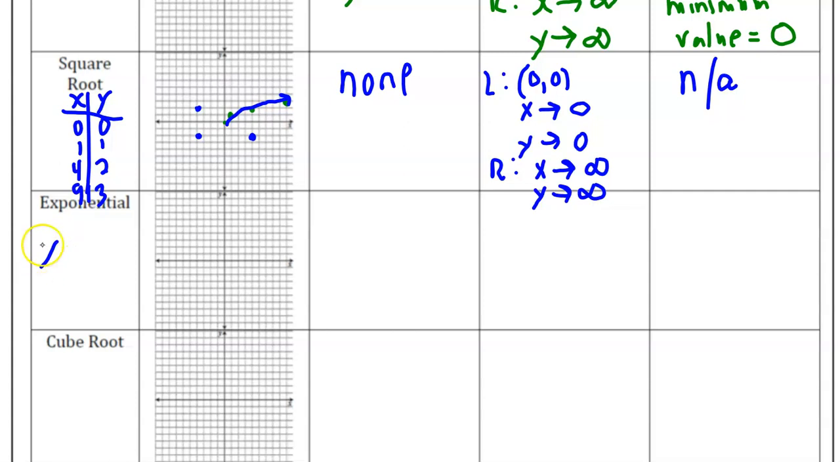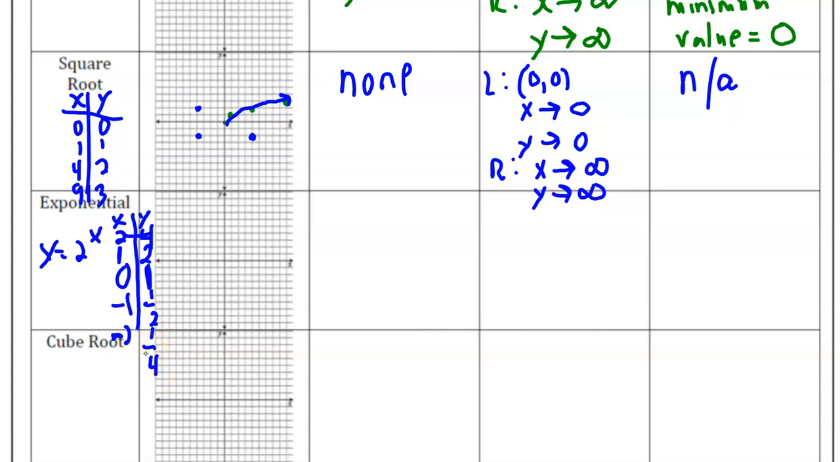Exponential, remember we're going to use y equals 2 to the x. So let's do some ordered pairs here. And then 0, 2 to the 0, anything to the 0 power is 1. 2 to the first is 2. 2 squared is 4. I could do 3 is 9 too. Negative 1, that means 2 to the negative 1 power means 1/2. And 2 to the negative 2 is 1/4.